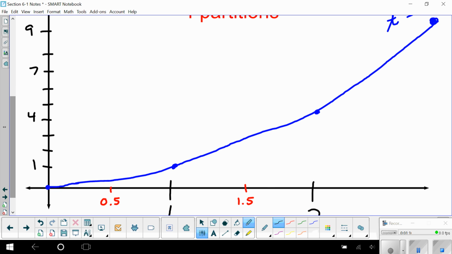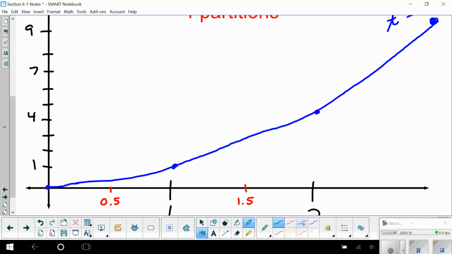So here's a good graph of t squared. It's not perfect, but I just need its help. I'm going to just start with doing what I call 4 partitions. And by partitions, I just mean I'm going to estimate this using 4 rectangles. And if I'm going from 0 to 2, that means my rectangles are going to be 1/2 wide, because ideally I want to have them all the same width.